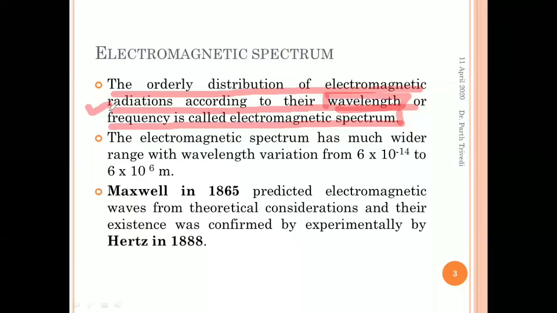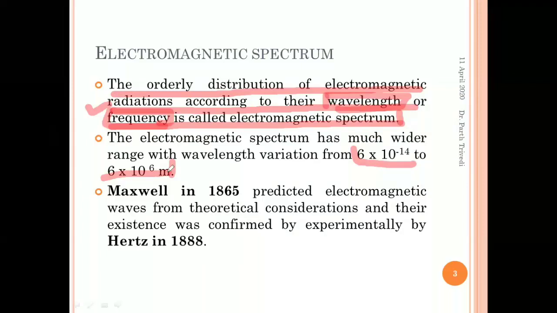I am highlighting this part. Clear? The electromagnetic spectrum is very wide in range, with the wavelength varying from 6 into 10 raised to minus 14 to 6 into 10 raised to 6 meters. Please make sure that you are aware of this because this is one of the most important MCQs. So the electromagnetic spectrum has a much wider range with wavelength variation from 6 into 10 raised to minus 14 to 6 into 10 raised to 6 meters.